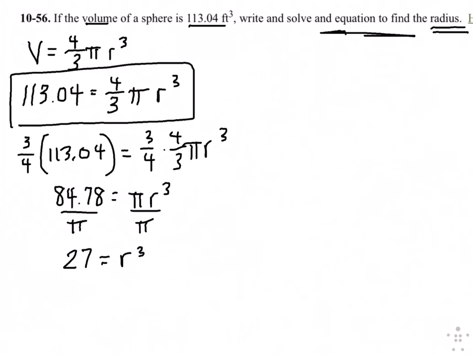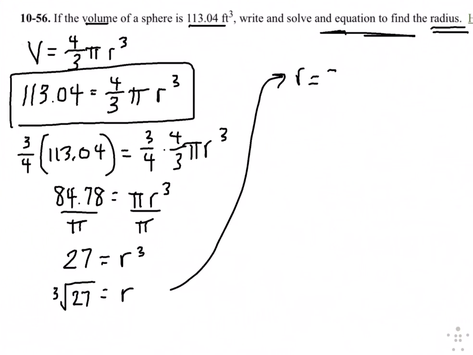And then we're looking for the cube root of 27, right, to equal r. The cube root of 27 is 3, so I'll come up here: r equals 3, and the answer would be in feet, right? 3 feet. And we're done.